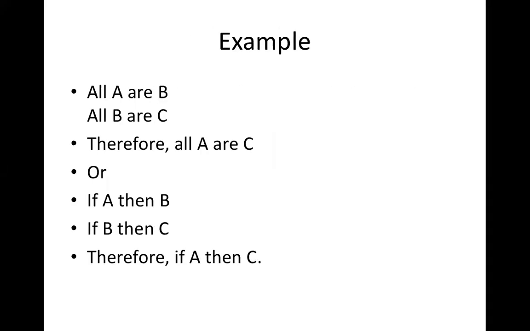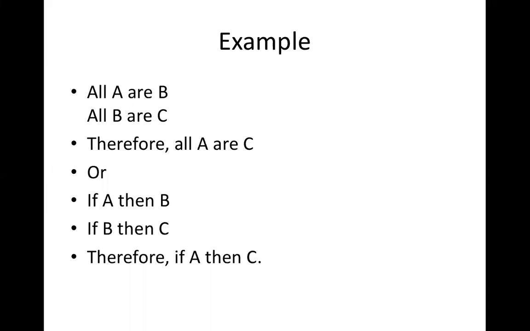For example, all A are B, all B are C, therefore all A are C. You will notice that the consequent of the first premise has become the antecedent of the second premise. And then the conclusion brings together the first antecedent and the last consequent. The first antecedent is A and the last consequent is C. You can extend it. You can say all A are B, all B are C, all C are D, all D are E, all E are F, and you continue down to Z. And then you say, therefore all A are Z.